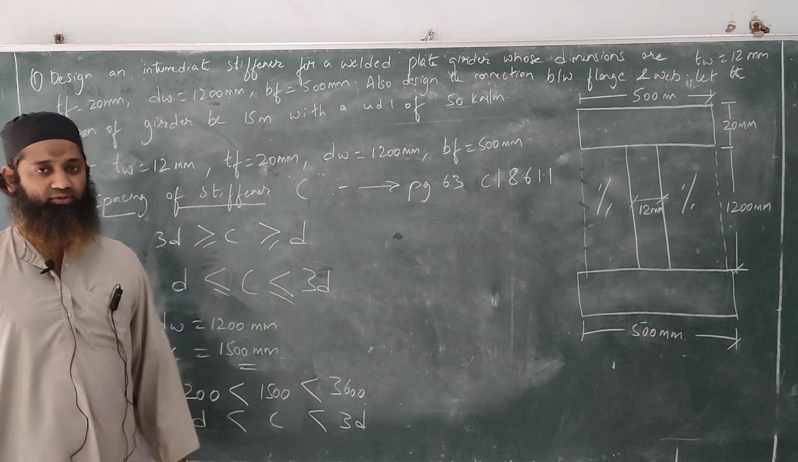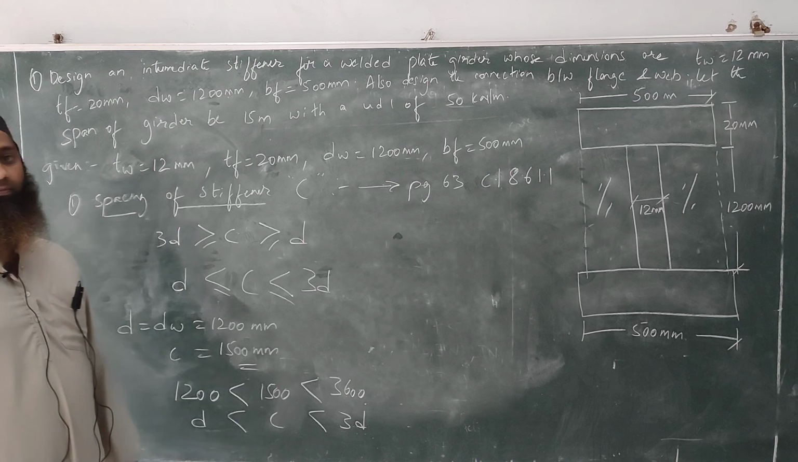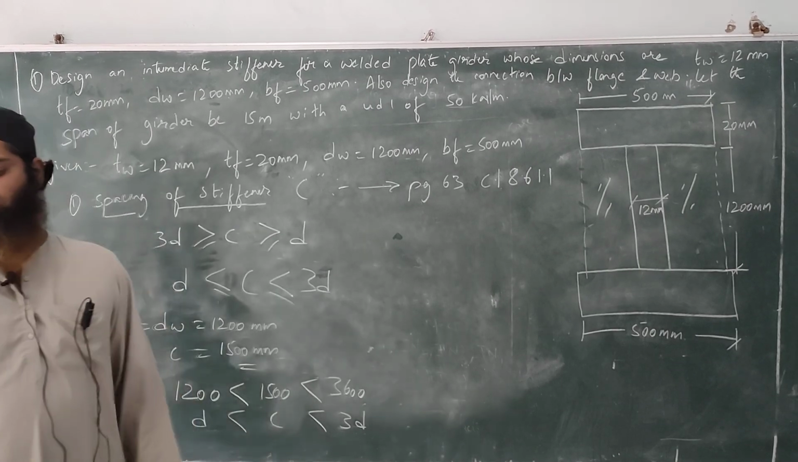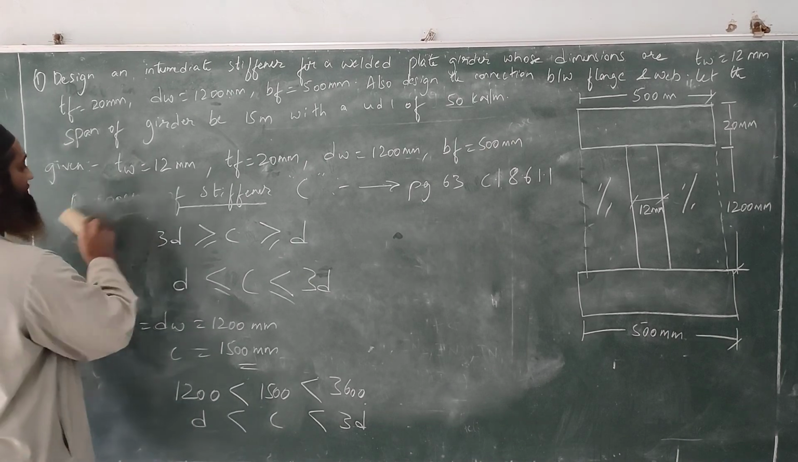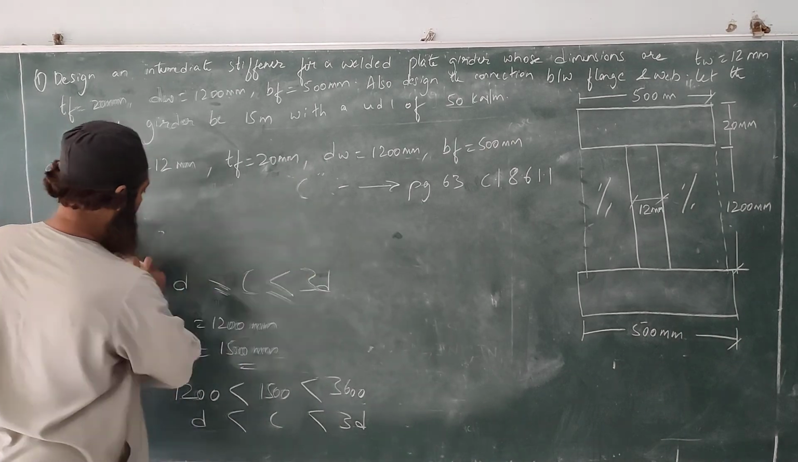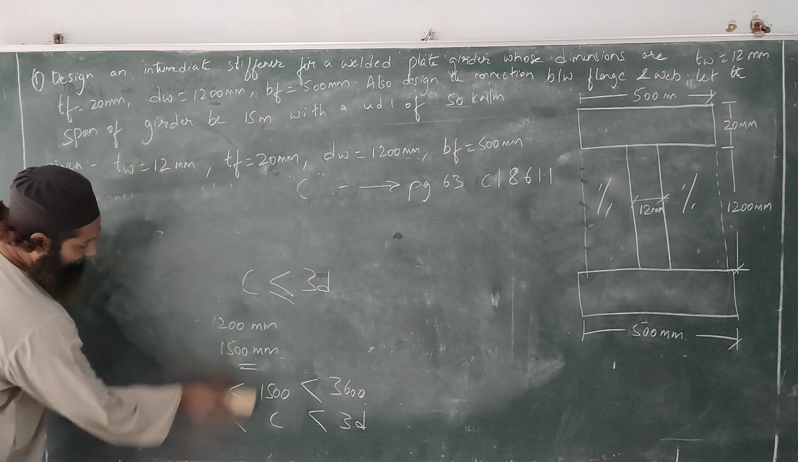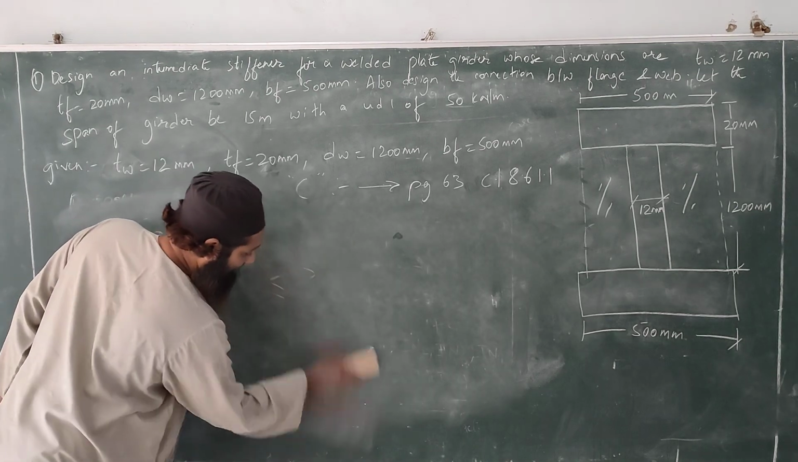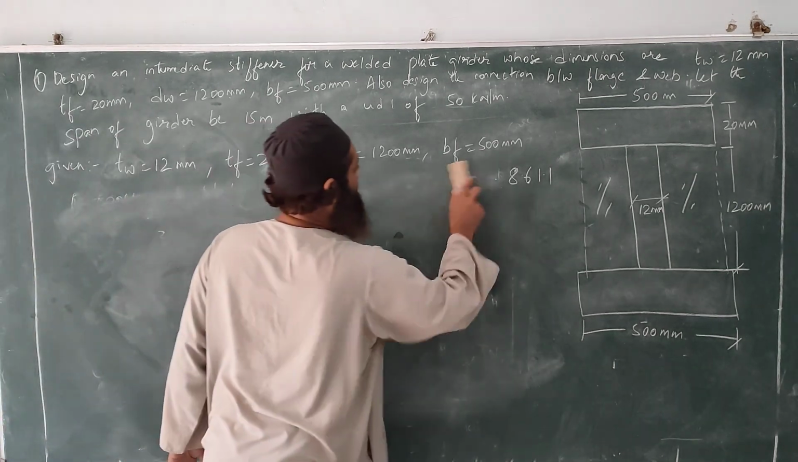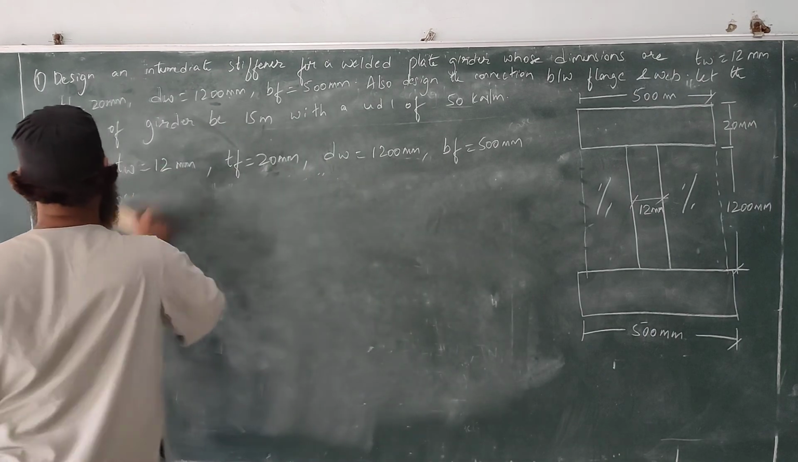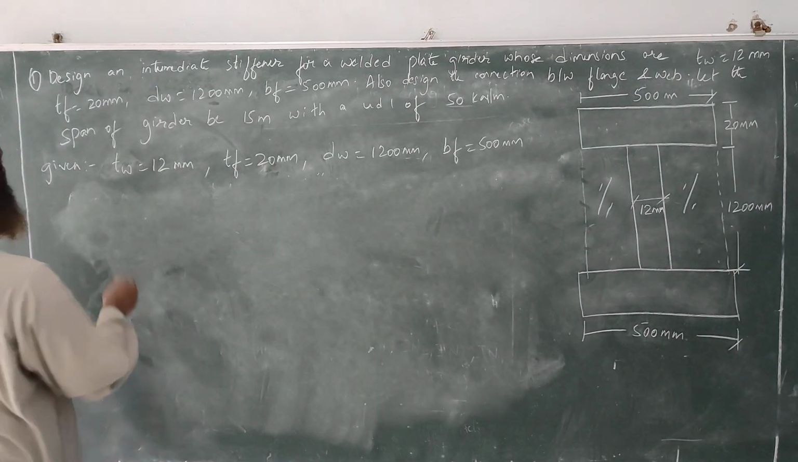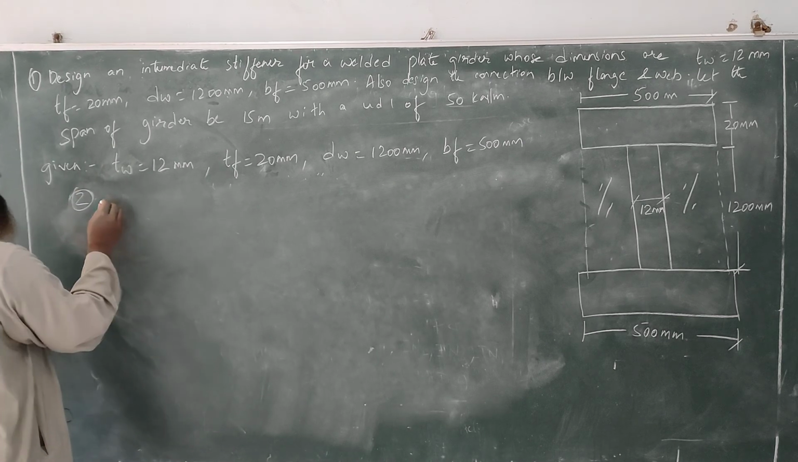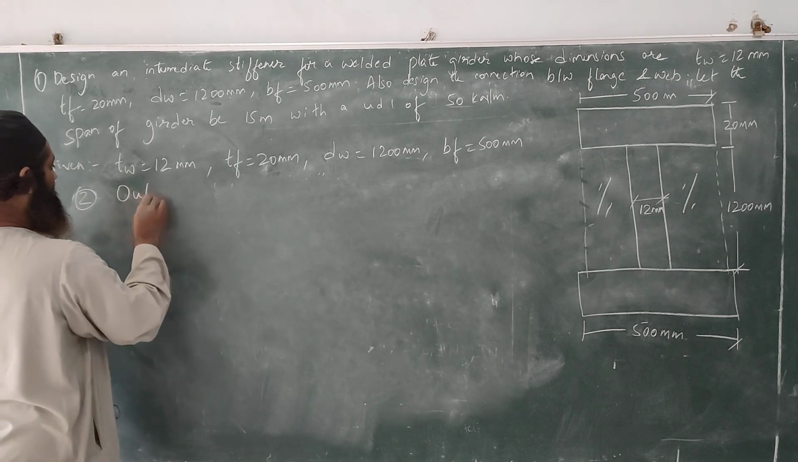Let us check the next step now. This is the first step, we'll be seeing spacing of the stiffener. Let us see step 2. Remember, this is outstand of the stiffener.